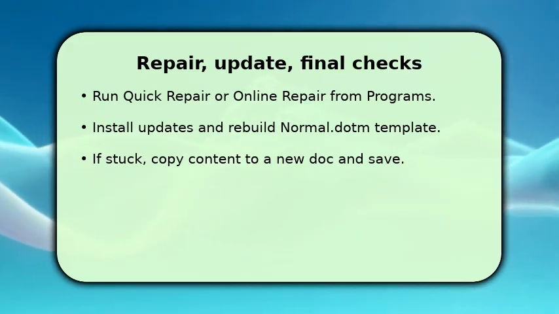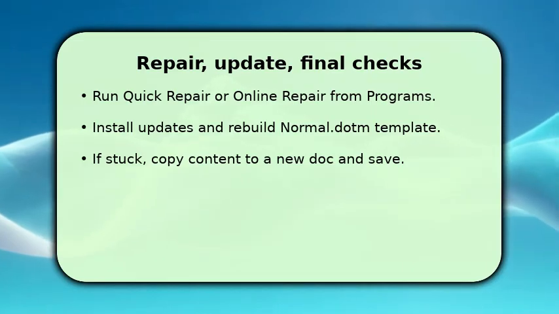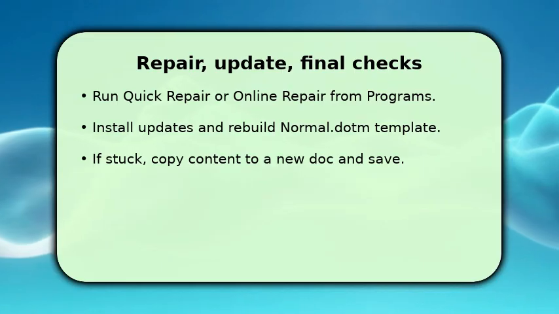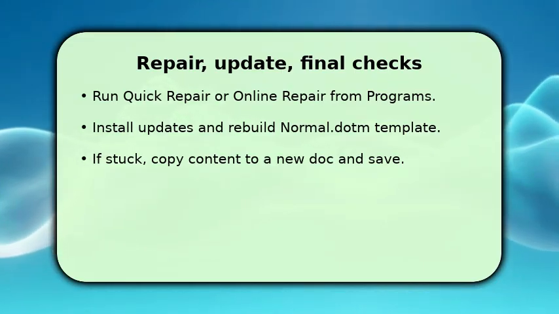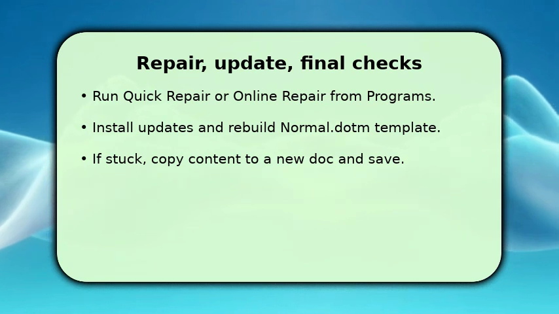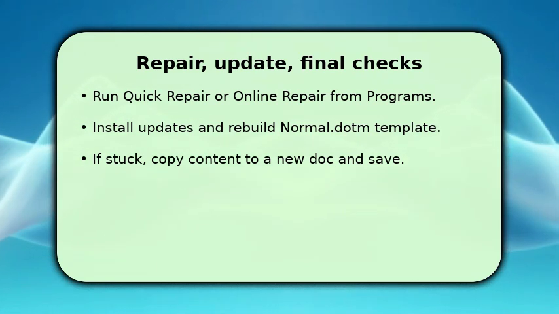Rebuild Normal.dotm by renaming it and letting Word recreate defaults. That resets customizations that might block selection. If problems persist, copy the document's content into a new file. Troubleshooting tip: if selection still fails, check file storage. Network locks or permissions can mimic this behavior.